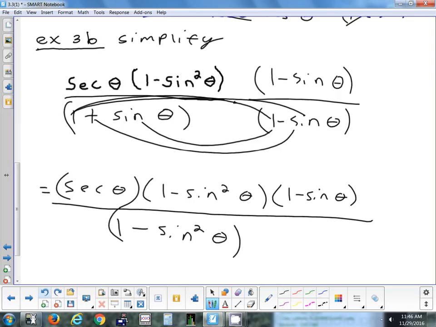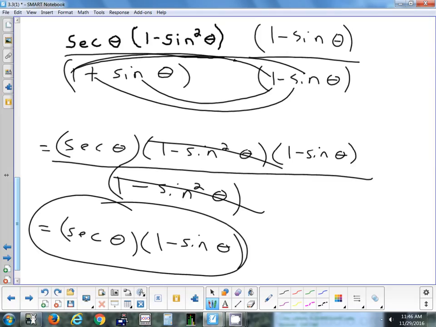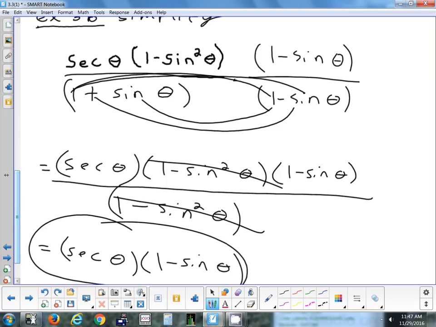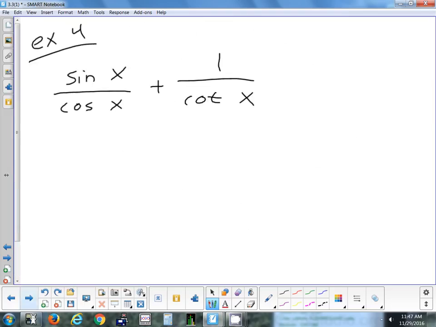So now what cancels out there? That 1 minus sine squared. And now all I'm left with is secant times 1 minus sine. It's fine to stop there. Okay, so it looked like it could have been pretty bad, but really it was just that one step, multiplied by the conjugate, and then it just canceled something out. Okay, any questions on that one? All right, so the last type.